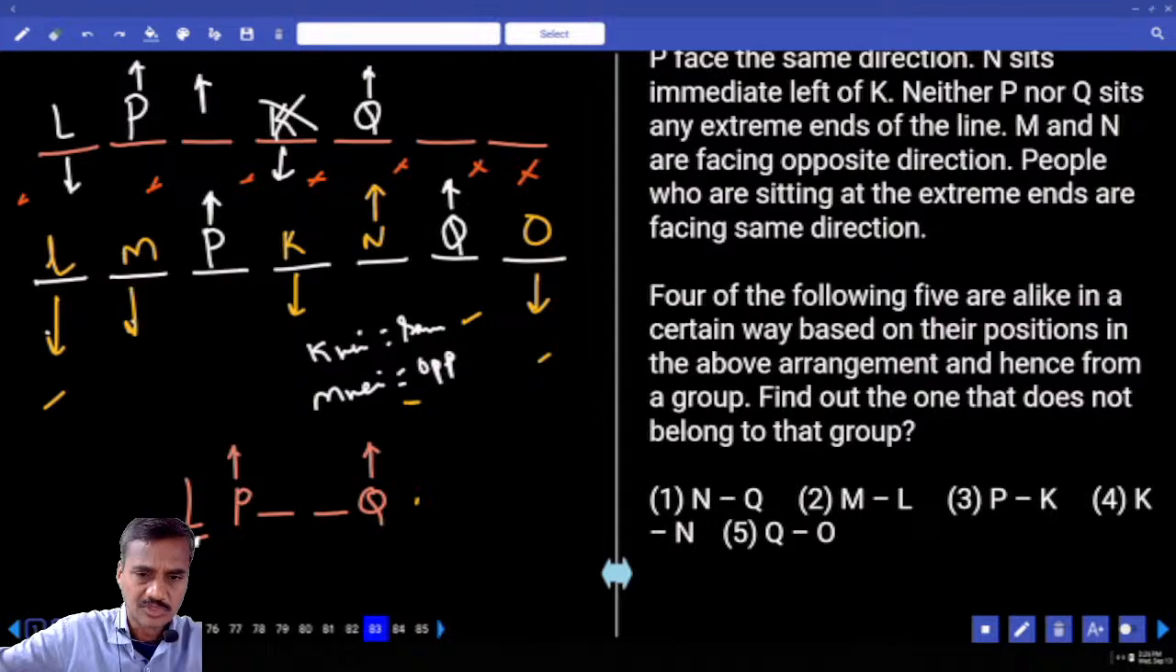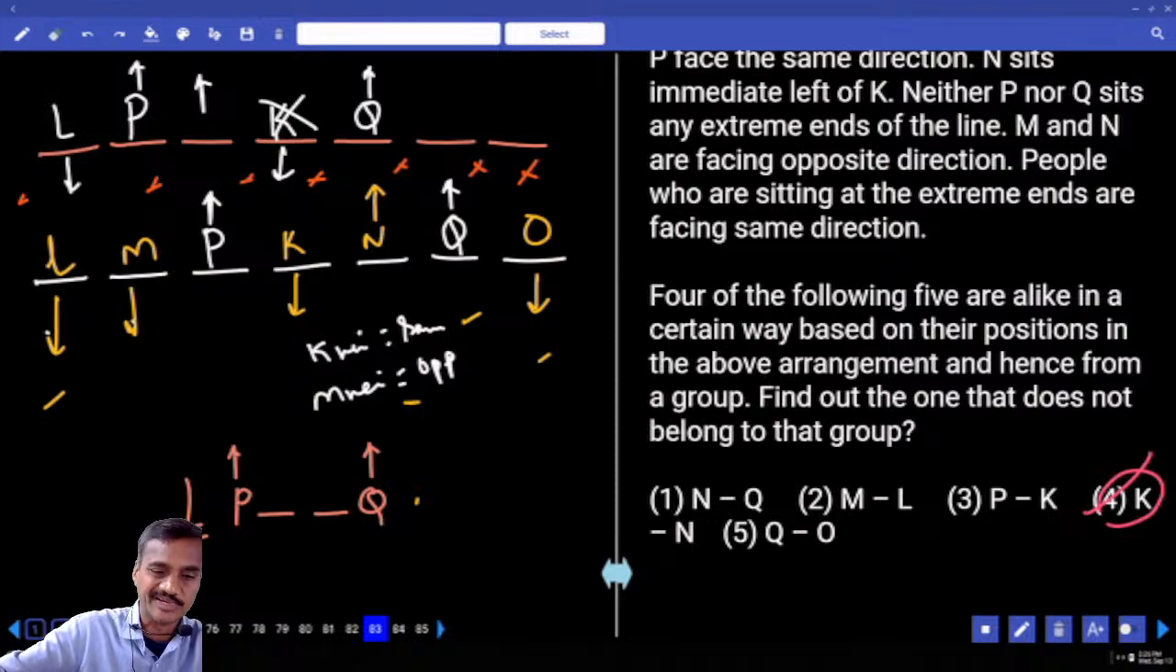NQ, Q is to the immediate right of N, M and L is to the immediate right of M, and P and K is to the immediate right of P, K and N. Now this N is to the immediate left of K, Q and O is to the immediate, except choice 4. And in the remaining 4 choices, the second person is to the immediate right of the first person, isn't it? But in choice 4, K, the second person is to the immediate left. Choice 4 is the odd one, question number 83.